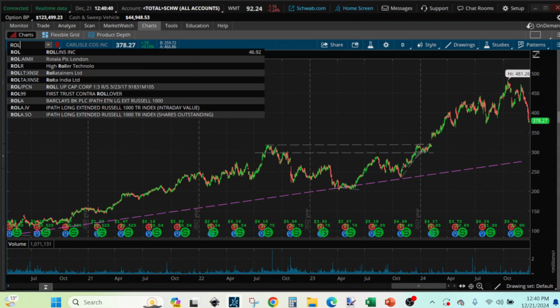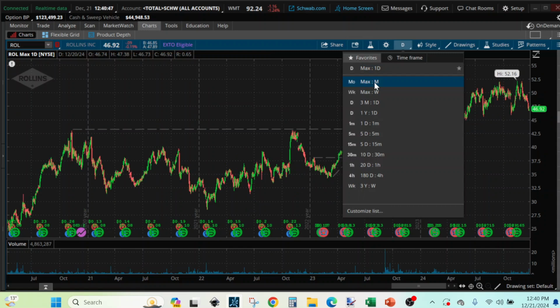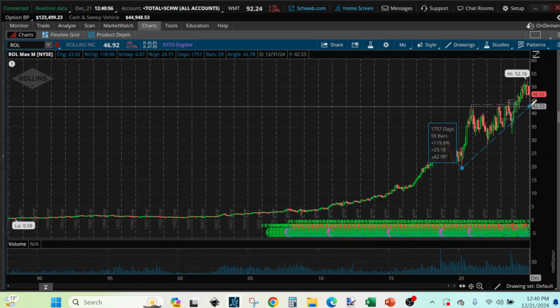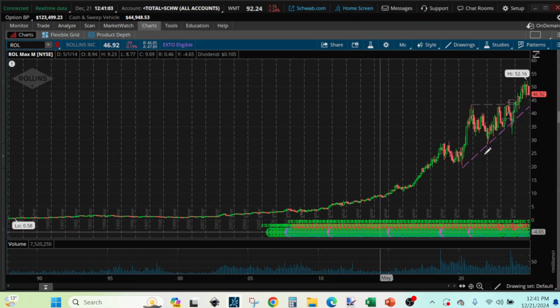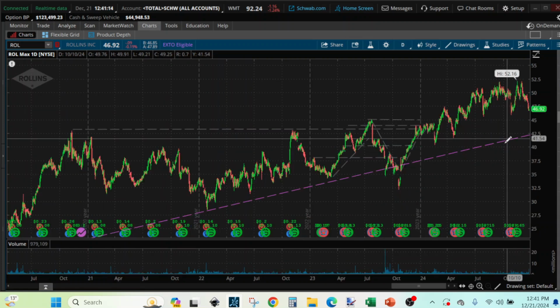Okay, let's go to maximum daily, maximum monthly. Okay, let's see what we can do here, how far we can go with that. We can color it, and I think that's pretty much what we need here. Let's go to maximum daily chart. Yeah, that would be the line. Nothing there.